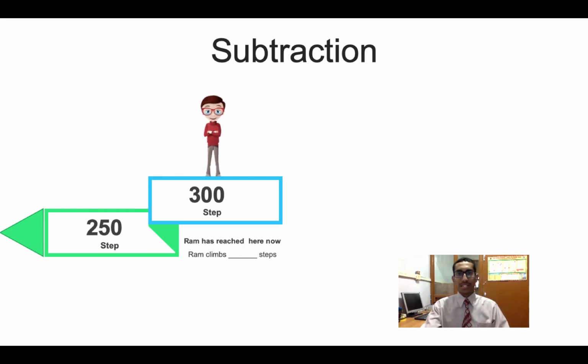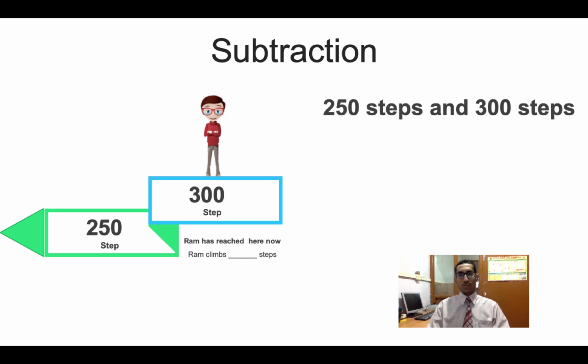Now in this question, I need to understand what is the given data or what is the information which I have with me. Now the first information which I have is 250 step, because Ram was standing on the 250th step. And now he moves to the 300th step, which is my second information. Okay, so I'm going to mention these two.